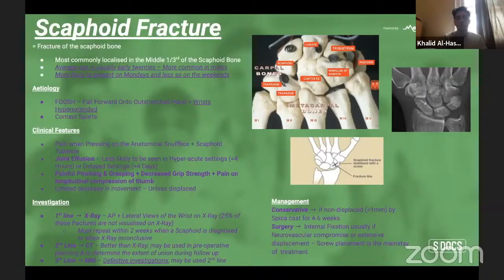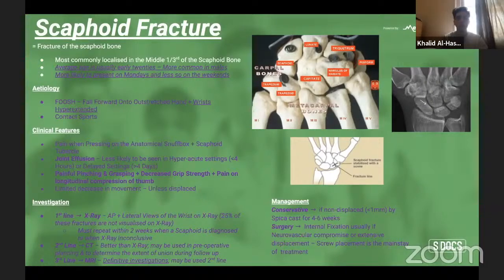There is also a risk of joint effusion. This is less likely to be seen in hyperacute settings, whereby it's less than 4 hours since the fracture, or in cases where we have left the fracture for a delayed period of time, which is greater than 4 days. We generally tend to find that pinching and grasping are painful, and there's also decreased grip strength. If we compress the thumb, you'll tend to find pain at the same place mentioned earlier. There is limited decrease in movement unless displaced.